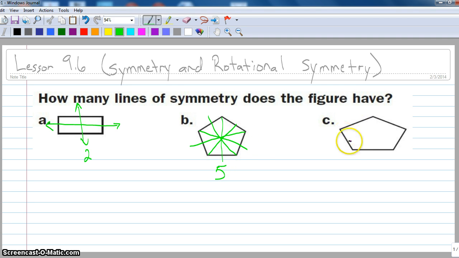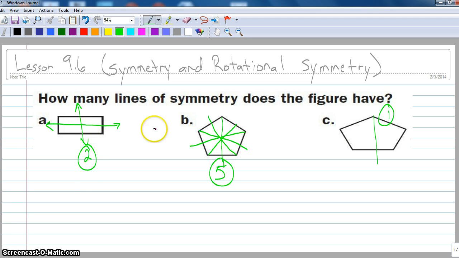Over here, this is squished. It's not going to work, watch. We start from here to here. It doesn't work because it doesn't look right here compared to this side. So that didn't work. And you could test it on the other ones, but it doesn't work. All we have is this one. Just one line of symmetry.